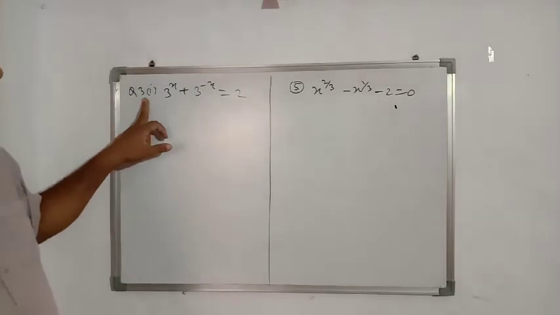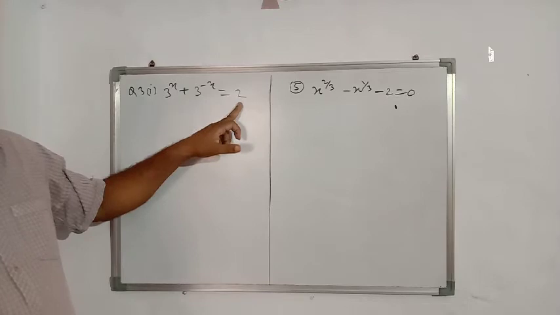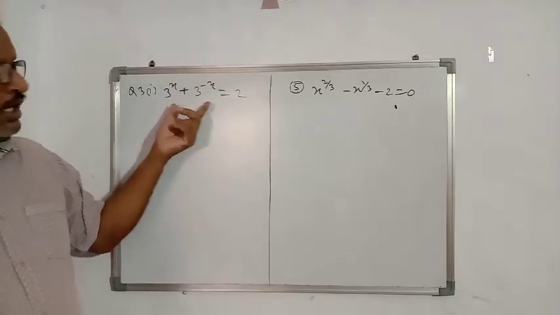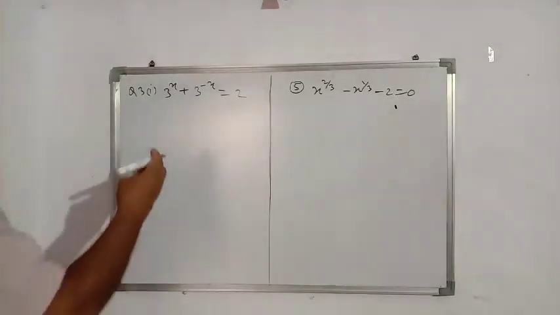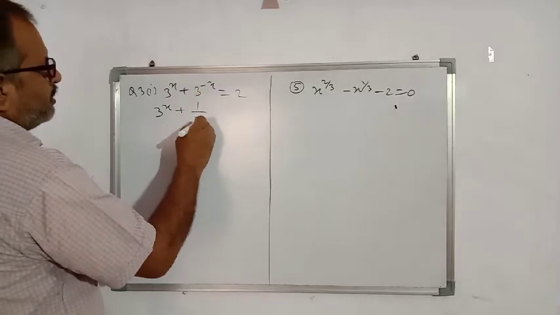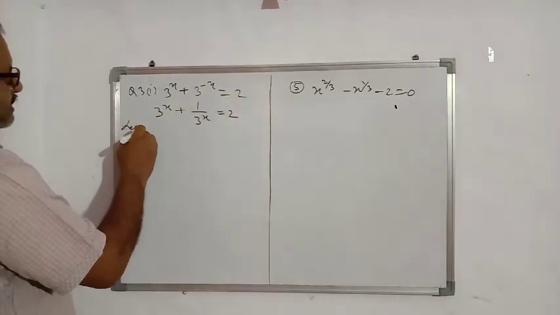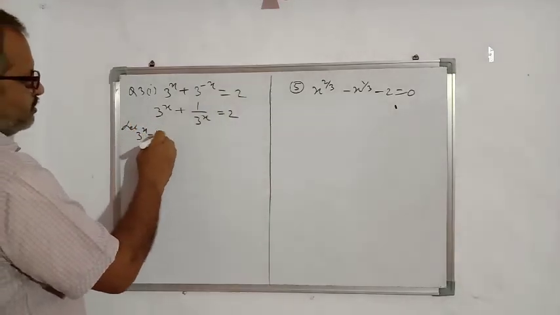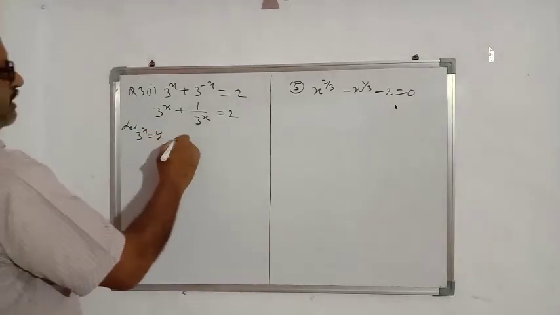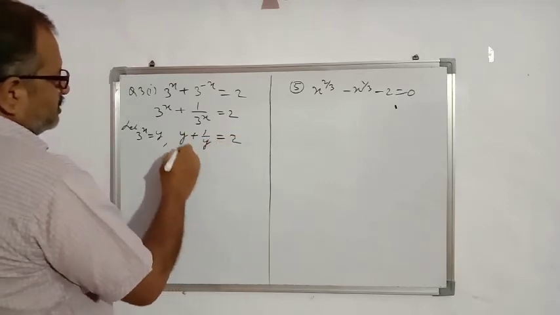See question number 3, first part. 3 to the power x plus 3 to the power minus x is equal to 2. It is not a quadratic equation, but we can make it quadratic. See how we can make it. 3 to the power minus x we can write as 1 upon 3 to the power x, is equal to 2. Let 3 to the power x be equal to y. So put here y plus 1 by y is equal to 2.